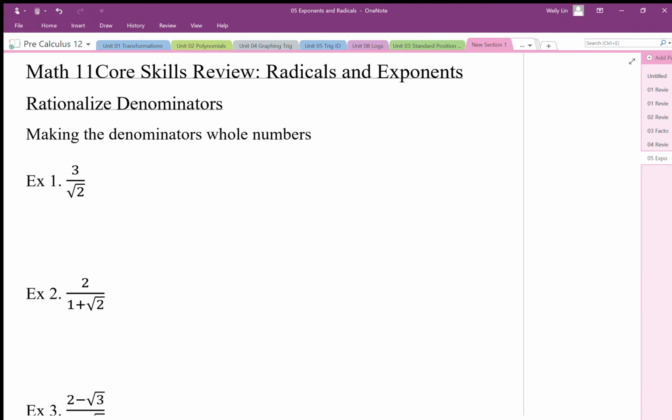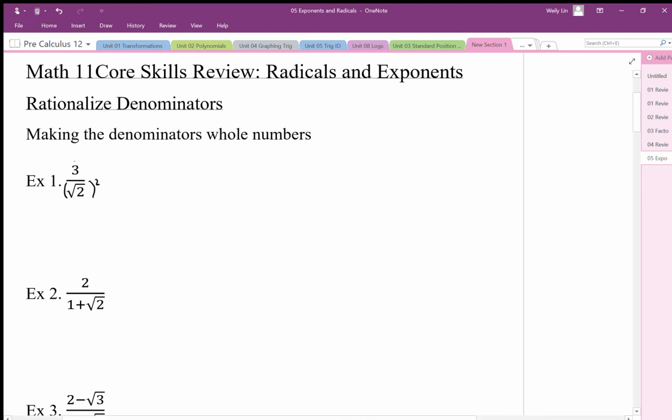So here we're looking at rationalizing denominators. In grade 11, this is something that we worried about, but in grade 12, we're not going to worry about rationalizing the denominators so much, but it is important to understand the process of how we do it. Okay, so first of all, we won't be doing this.